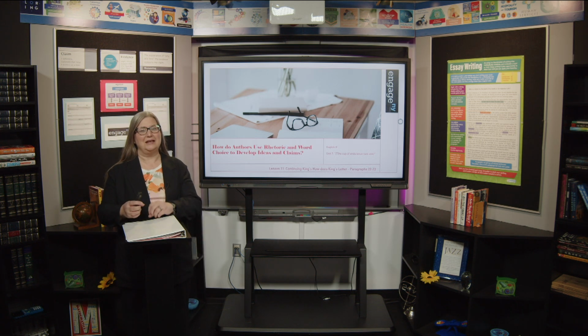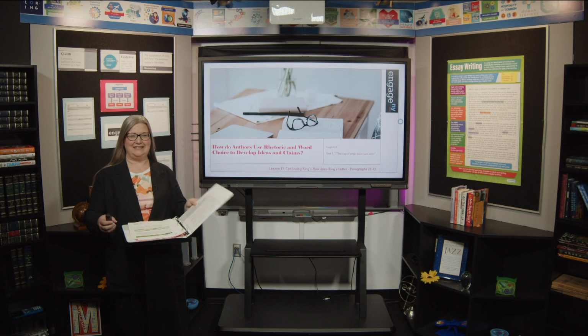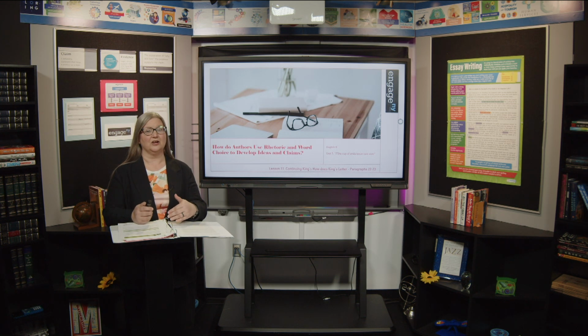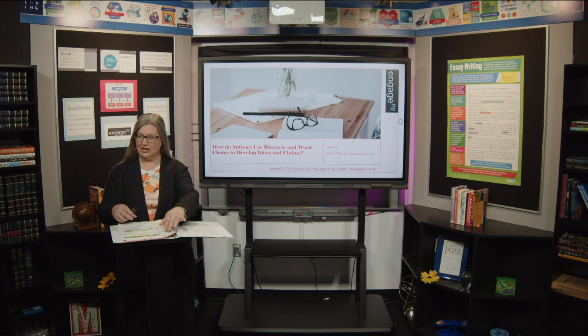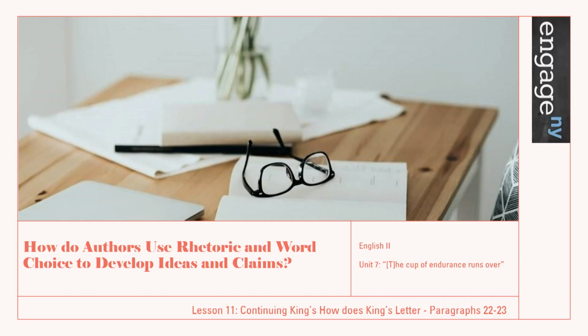We have been reading Martin Luther King Jr.'s letter from Birmingham Jail. The last time that we met, you guys did a mid-unit assessment, and I cannot wait to read some of your essays. Today, we are going to dig back into his letter and go a little bit further, and we're going to be looking at paragraphs 22 and 23.